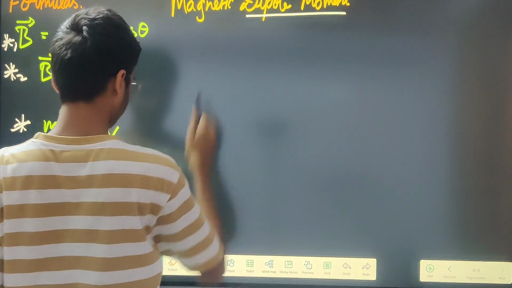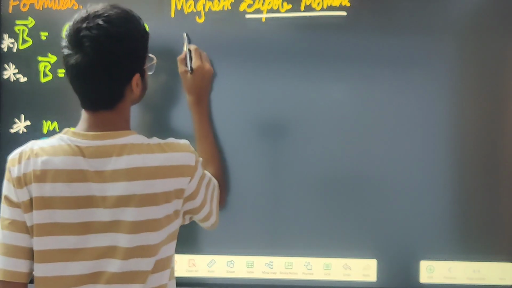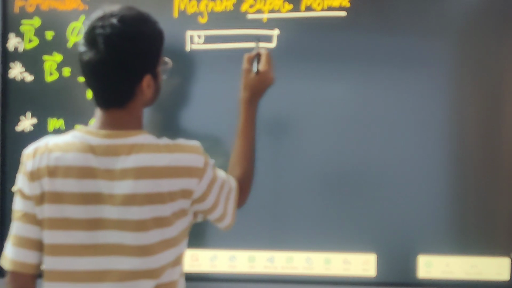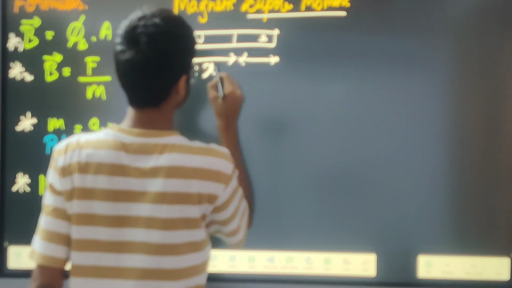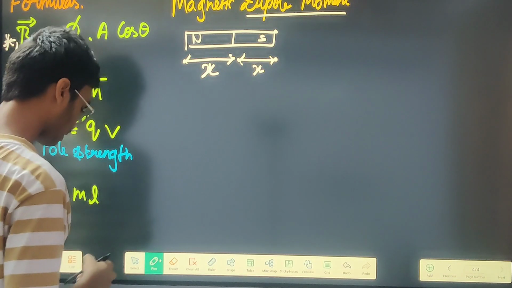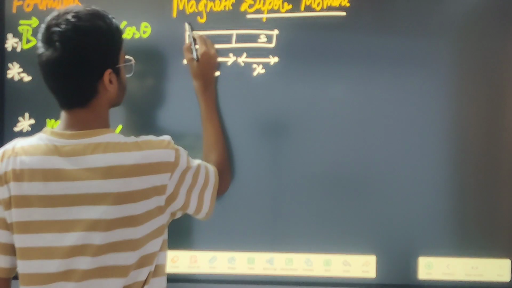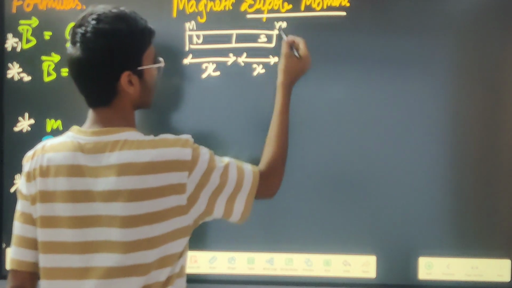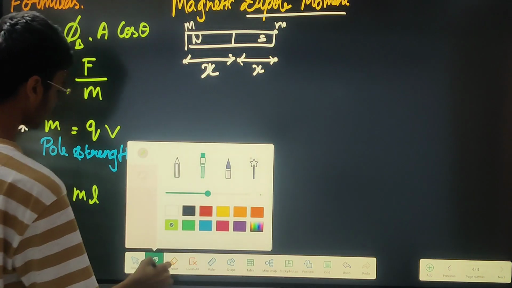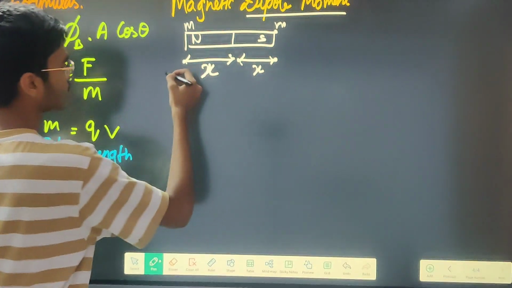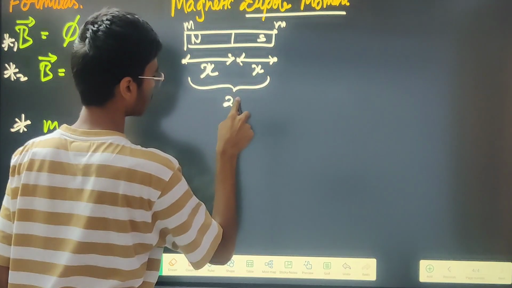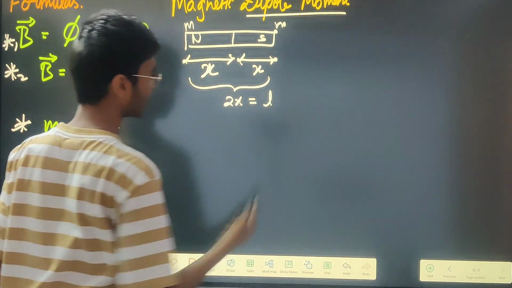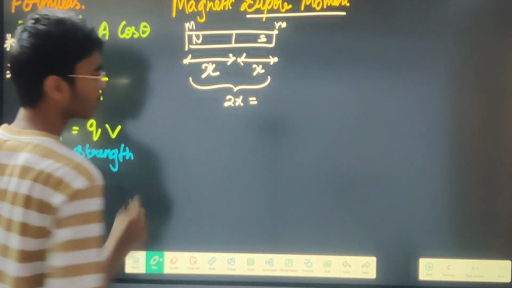Okay, wait, I will just draw one neat diagram. This is the magnet. This is the north pole. This is the south pole. This is the center point. Then this length is known as L. This length is also L. This length is x. This length is also x. So this has one pole strength, this has another pole strength, right? So we can say that this total distance, I'll take it as 2x.